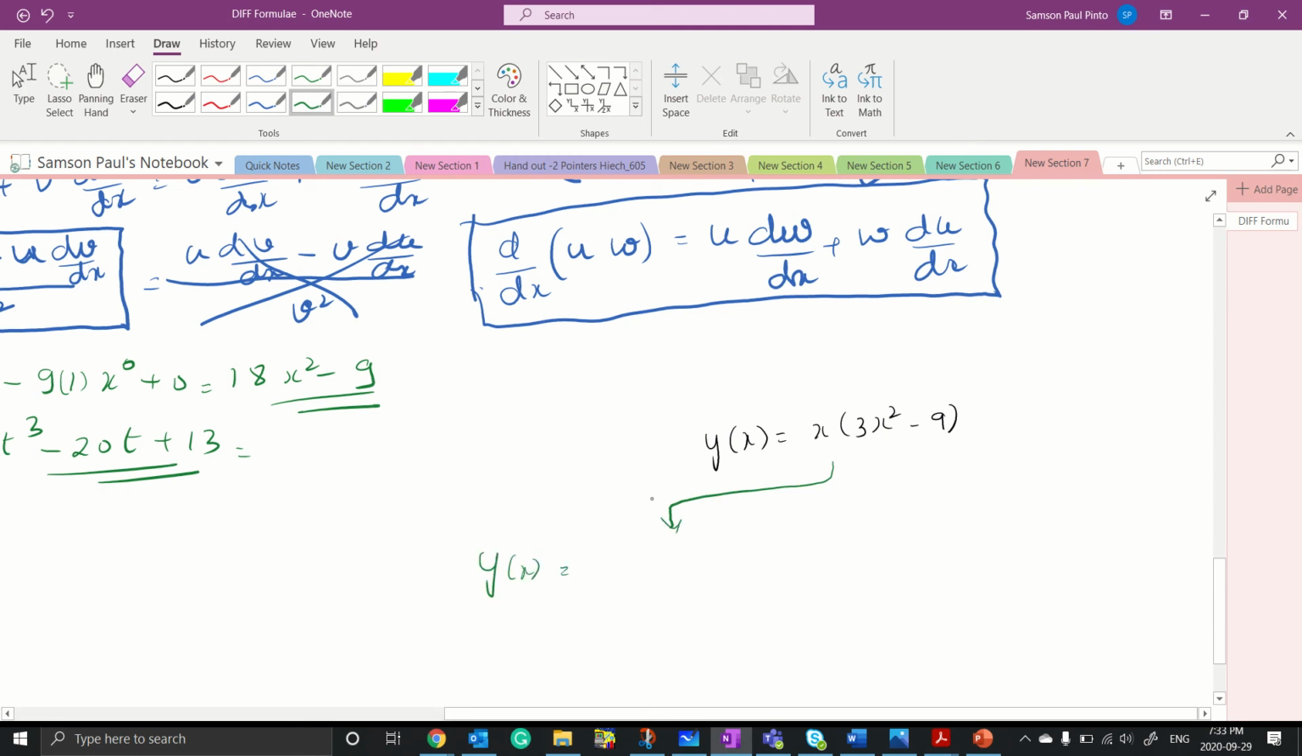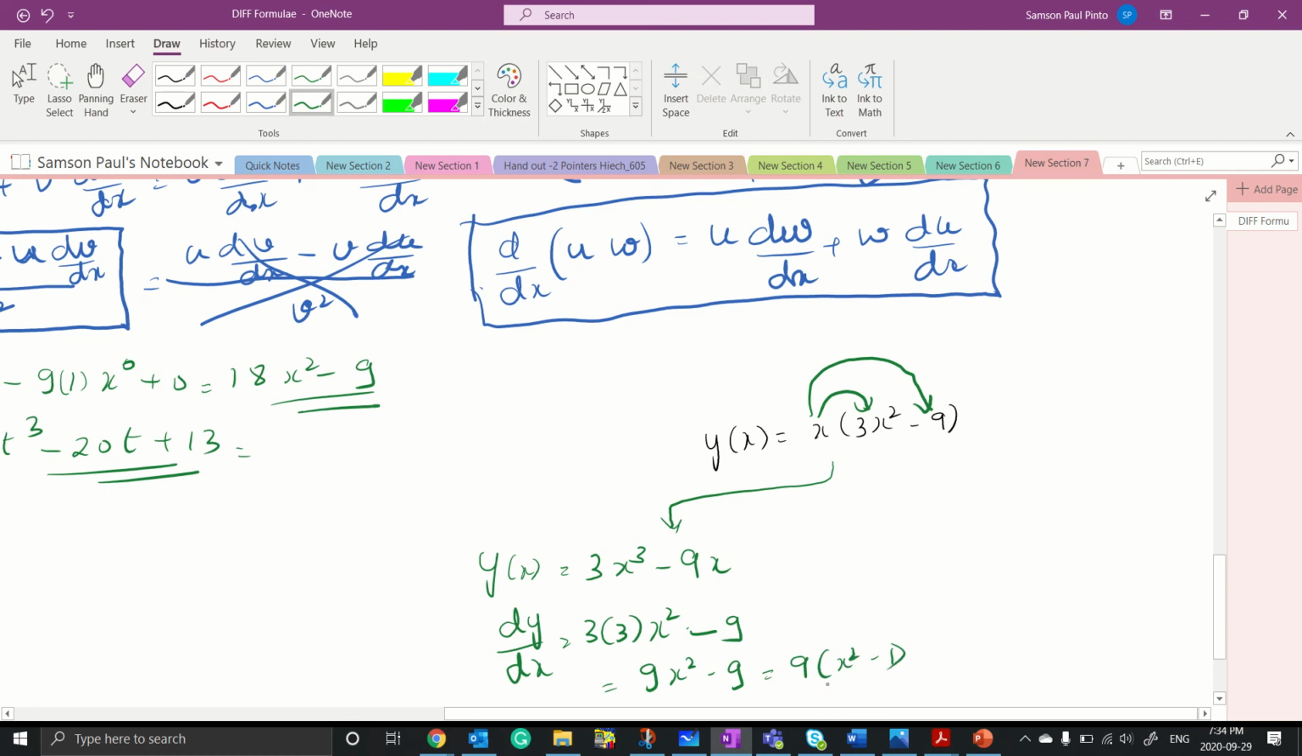y of x is equal to, I'm going to multiply x to both these terms. So that will give me 3x cube minus 9x. And when I differentiate, dy by dx, I will get 3 into 3x square minus 9. That is nothing but 3 3s are 9x square minus 9, or it is nothing but 9 times x square minus 1. You can do this.